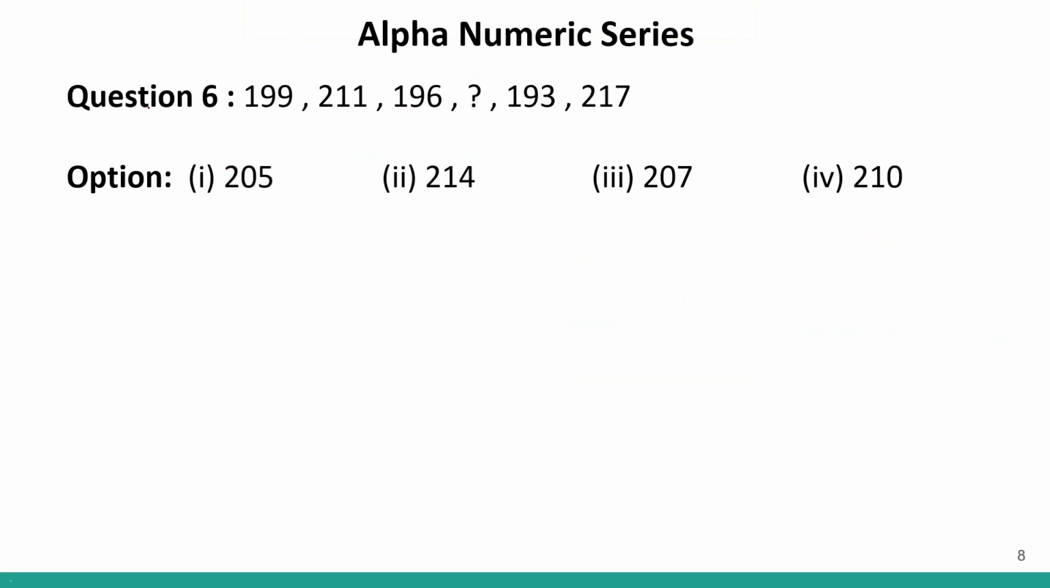Clear? Question number 6. 199, 211, 196, 193. You know, these terms. So again I can see these terms 199, 196 and 193 to be very close. So 199 to 196 I can see this is minus 3. Similarly from 196 to 193 I can see a minus 3. Correct? So one series is 199, 196 and 193 where we have minus 3.